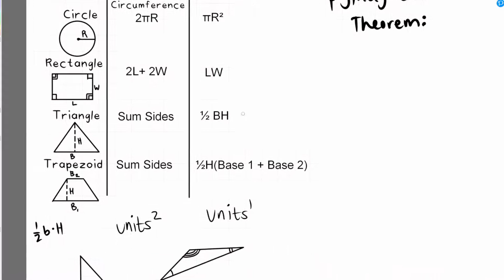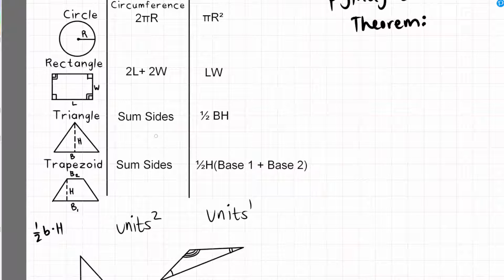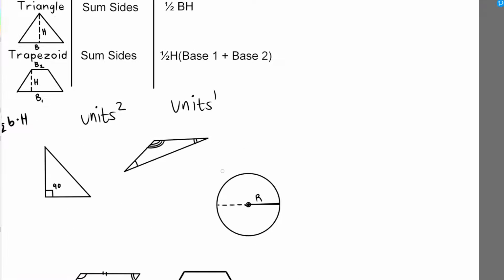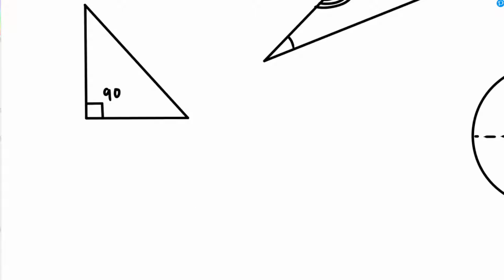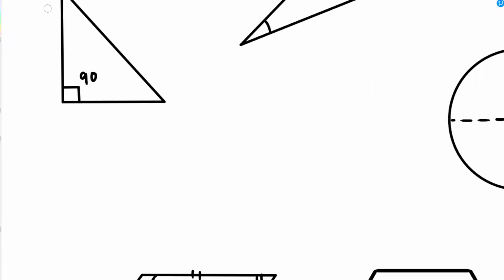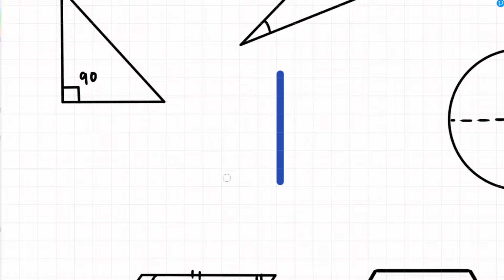For triangles, the perimeter does not have an easy, happy perimeter equation. You're just going to have to sum the lengths of the sides together. For the area, the reason why it's 1/2 base times height is because if you take any triangle, I deleted my little triangle from earlier.